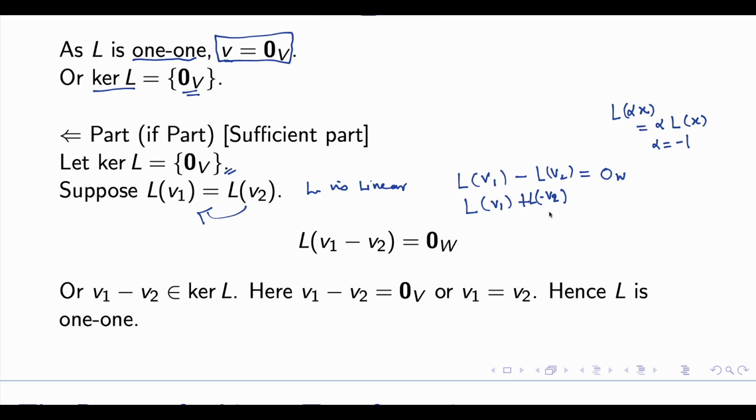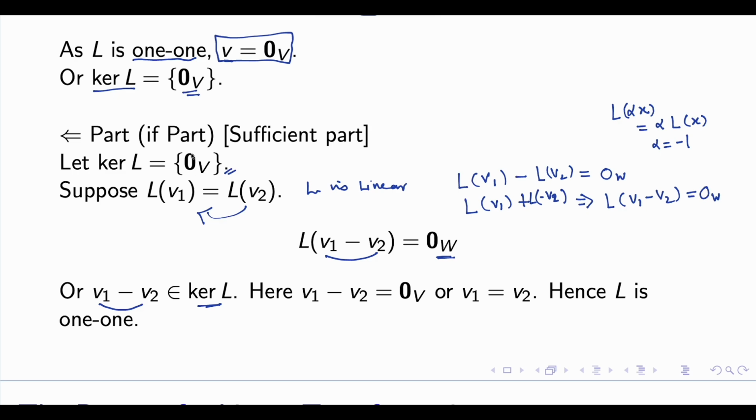So now here since L is linear, this can be written as L of V1 minus V2 as 0 vector, right? You got my point or not? So this part we achieve: L of V1 minus V2 equal to 0 of W, right? And what is the property? If any vector goes to 0 vector, it means that vector must be in kernel. So this new vector V1 minus V2 is in kernel, right?